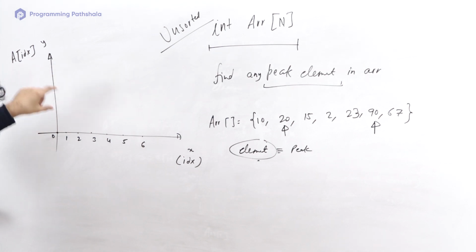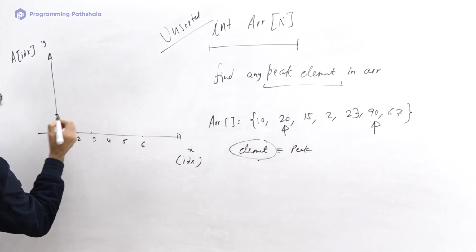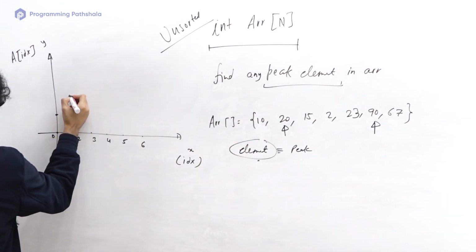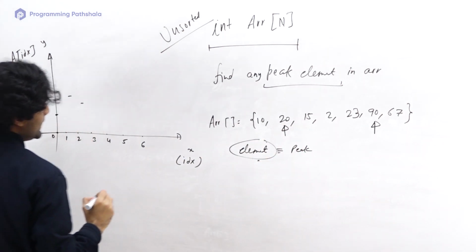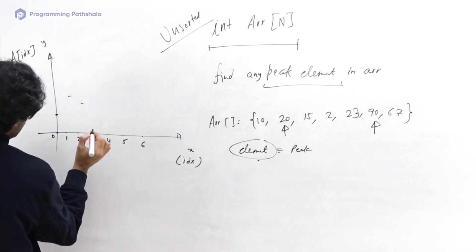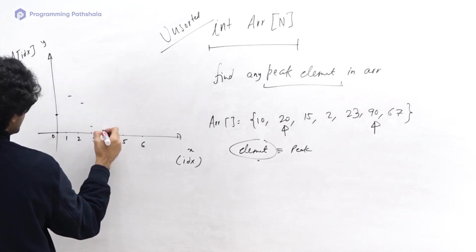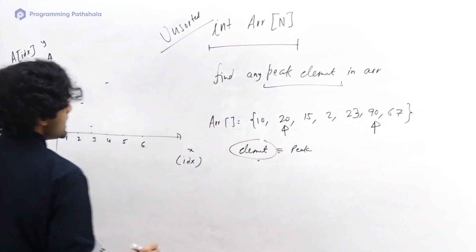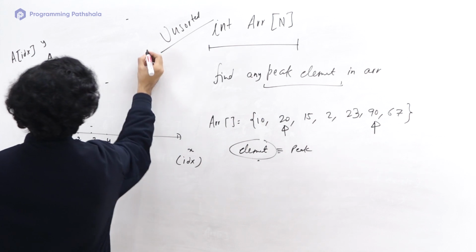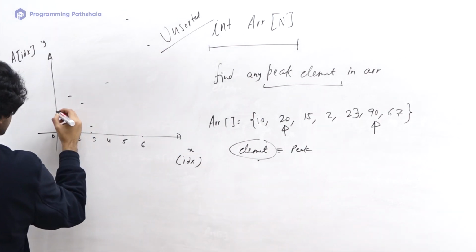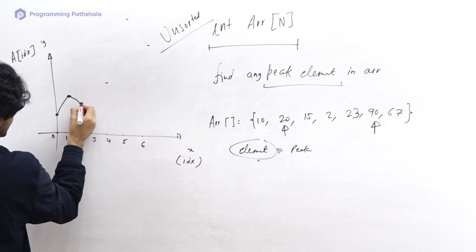And on the y-axis you will have whatever the value is present at that index. So at index 0 you've got a 10, so here you have a 10. Here you have a 20, at index 1 you have 20. At index 3 you have a 15, and then here you have 2, and then here you have 23, so at index 4 you have got, let's say, 23. Here you have got a big one, 90, and here you have got 67, let's say this. Now if you connect these points, then you will get some kind of graph, right? So let us just draw that.